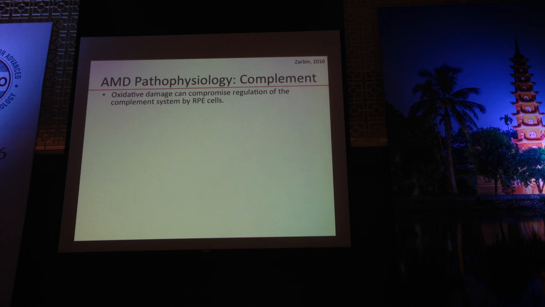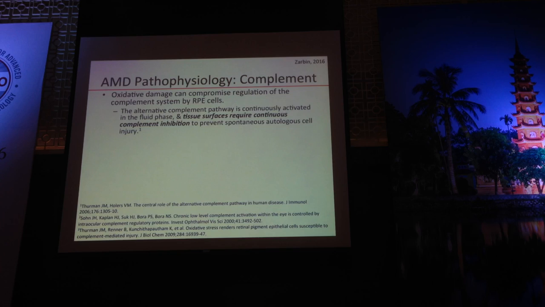Well, oxidative damage can compromise the regulation of the complement system by RPE cells. Remember, the alternative complement pathway is always active. It's always experiencing a low degree of activation, and unless we inhibit it, it will kill us. And what inhibits it is complement factor H. And for complement factor H to do that, it has to actually recognize certain molecules on the surface of the cells that we want to protect, our cells, versus the cells of, say, the beta.